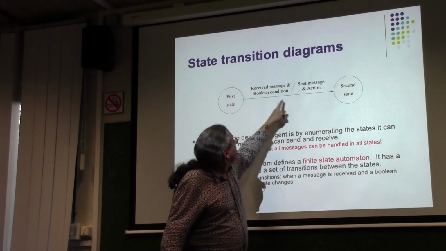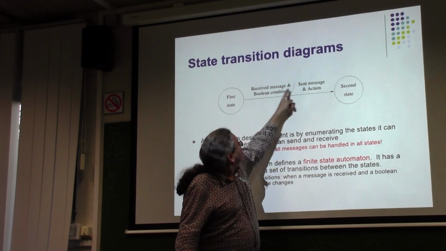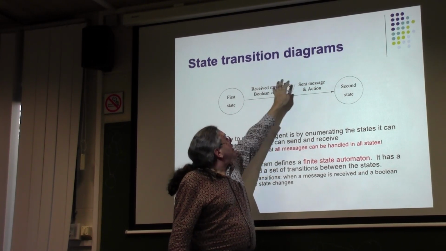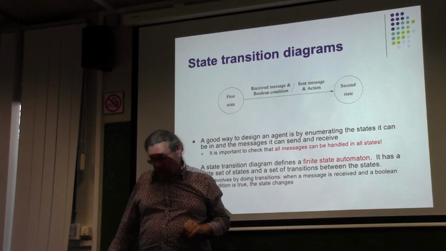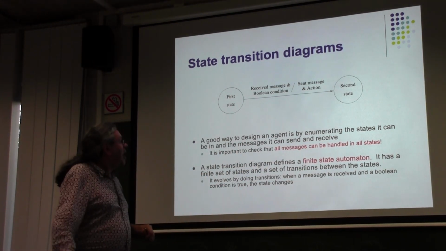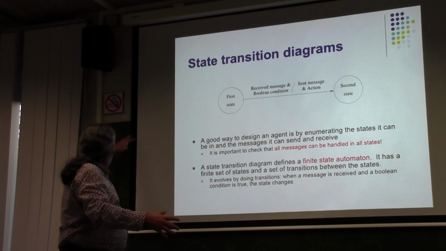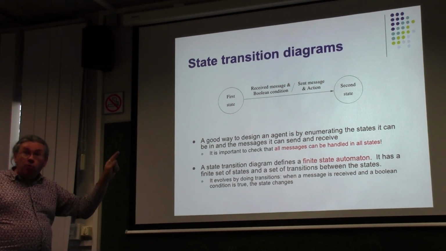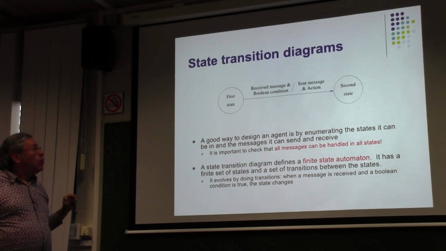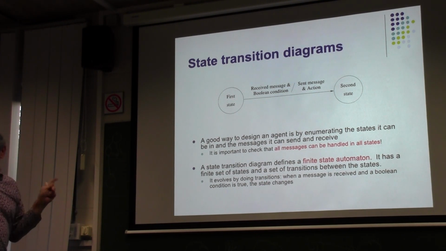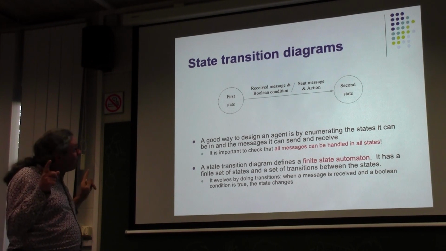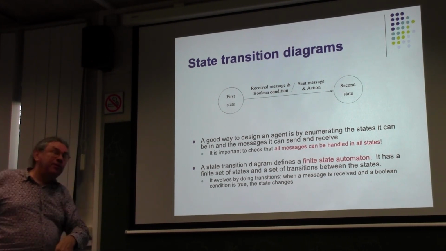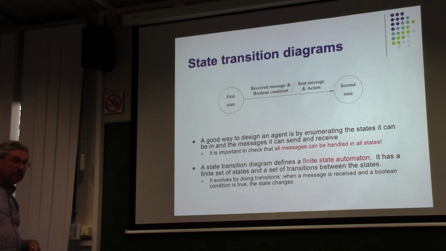The state transitions then are annotated with this thing with two parts. The left is the condition and the right is the action, okay? And the whole collection of all of these is called the finite state automaton, and that's what we're going to design. We're not going to write code in the beginning, okay?